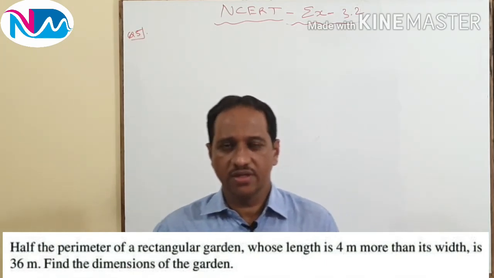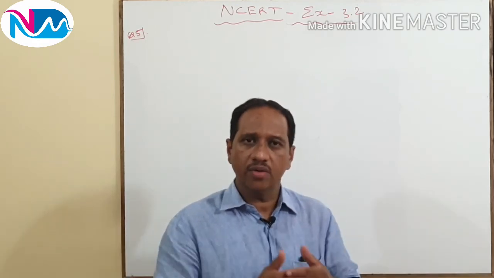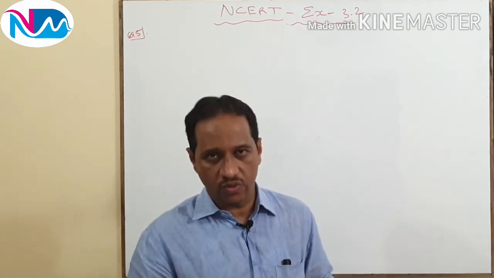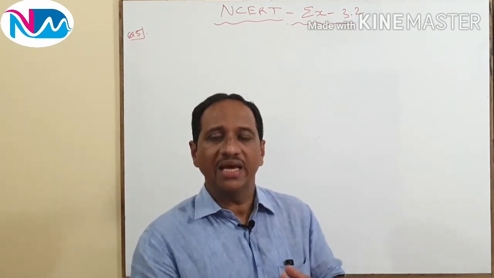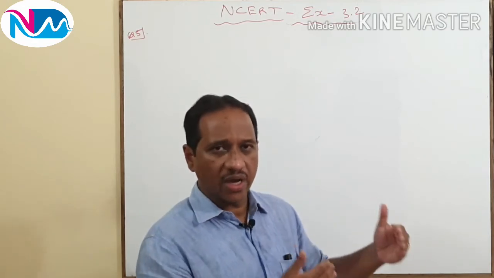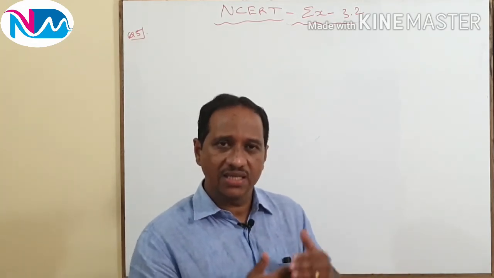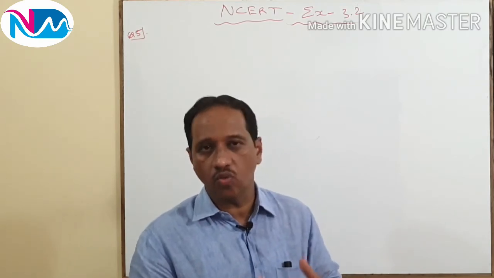See the question. As I told you, in each question you can find two unknown values. Here the two unknown values are length and breadth. So we can represent these unknown values, that is the length and breadth, by using two variables x and y.